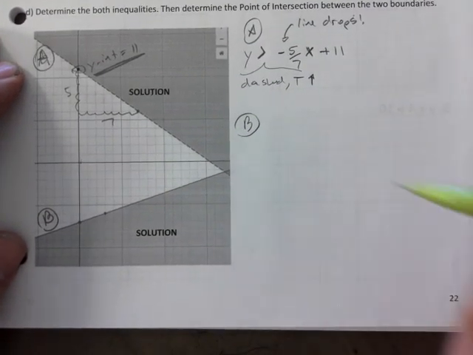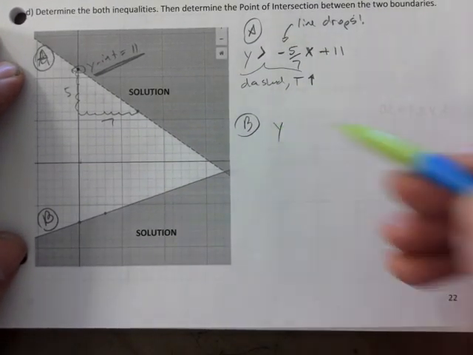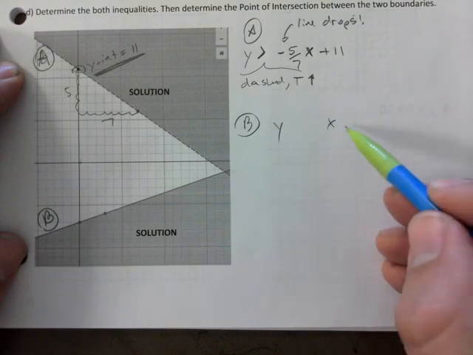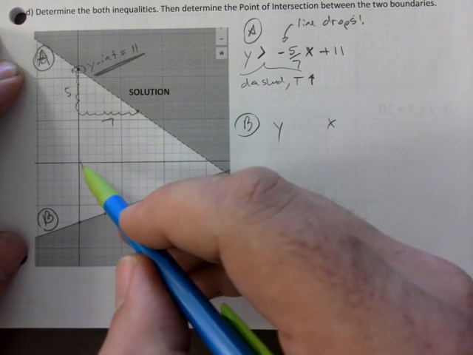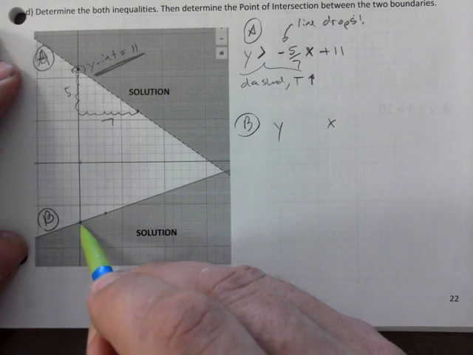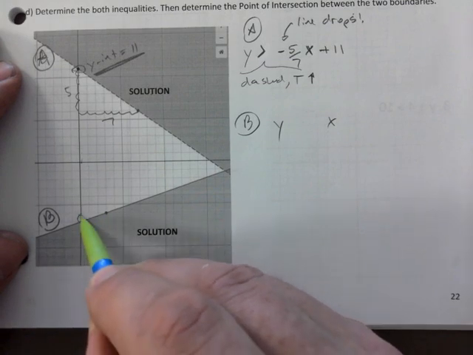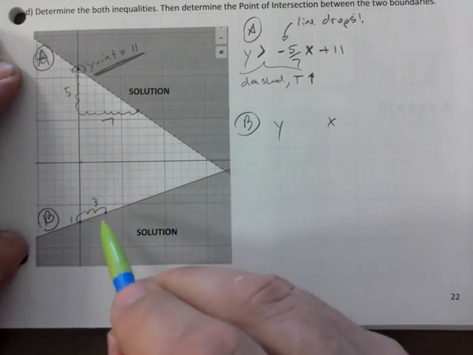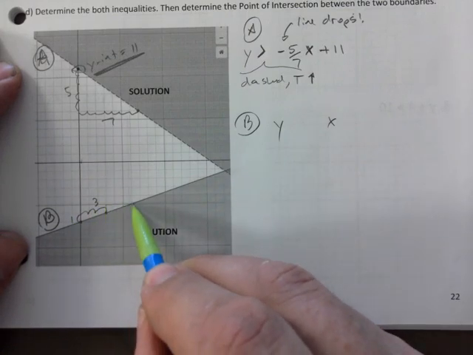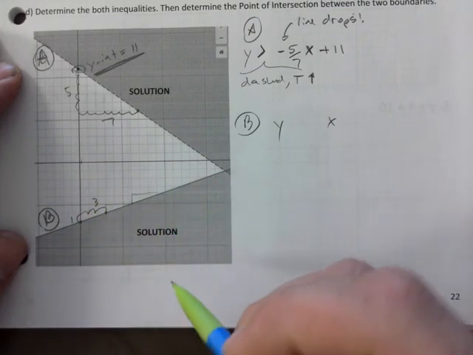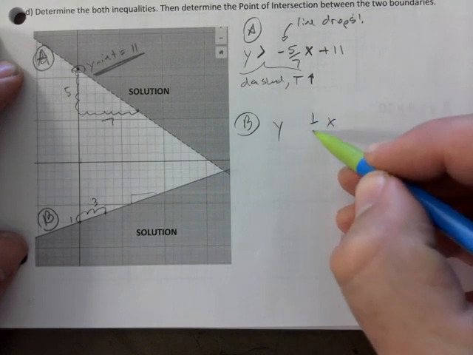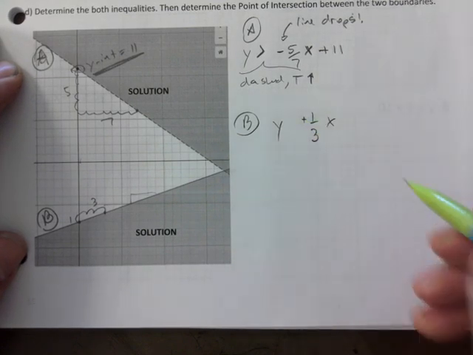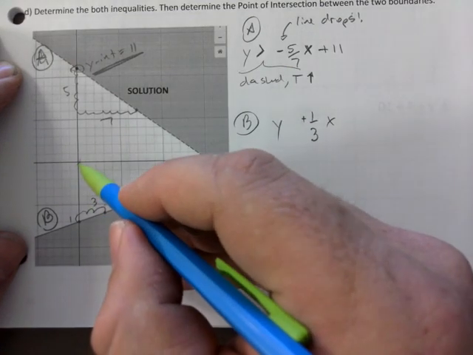Your second one, same, y, and then something x. In this case, I have points here too. It's just 1 and 1, 2, 3, right? And you can check 1, 3, 1, 3. It continues to be on the line, so you're good to go. So that's 1 over 3 positive, and we are below the line.